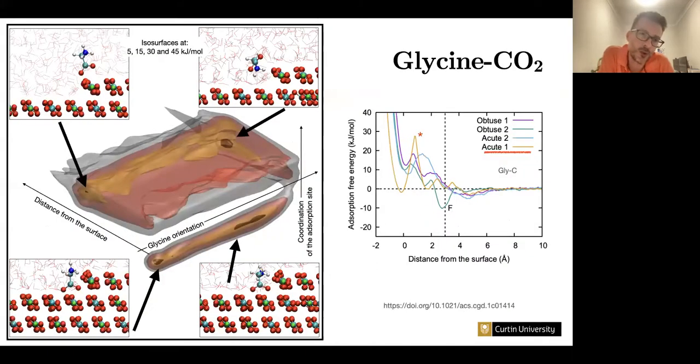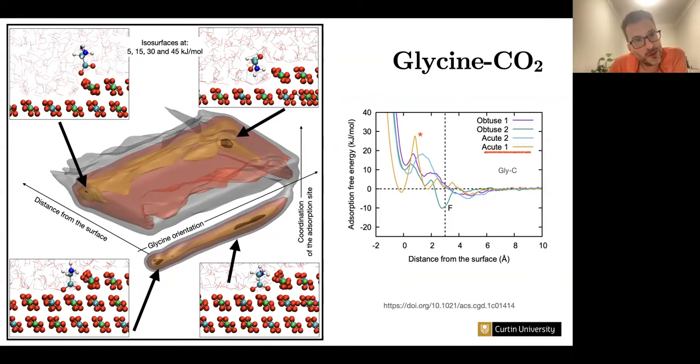And to show you why this is, I have this messy, busy slide here, where I'm showing now a three-dimensional free energy profile. So each color here is an isosurface of constant free energy. And the 3 collective variables that we used were the distance from the surface, the coordination number of the adsorption site, and then we added the glycine orientation that was calculated as the projection of the carbon-nitrogen bond on a vector that was normal to the step edge.